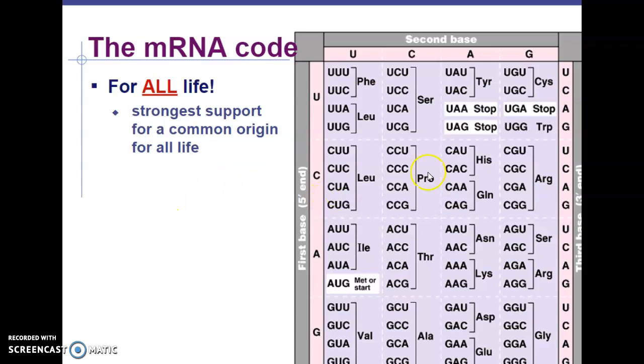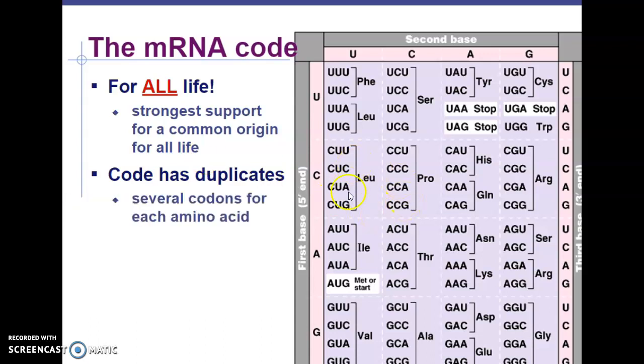So, like I said, it doesn't matter what life form you are, whether fruit fly or human, you basically have the same genetic code, the way it's read anyway. The codons all read the same. It is one of those things that support the origin of all life. The code does have duplicates. There are several codons for each amino acid, for most of them, not all.